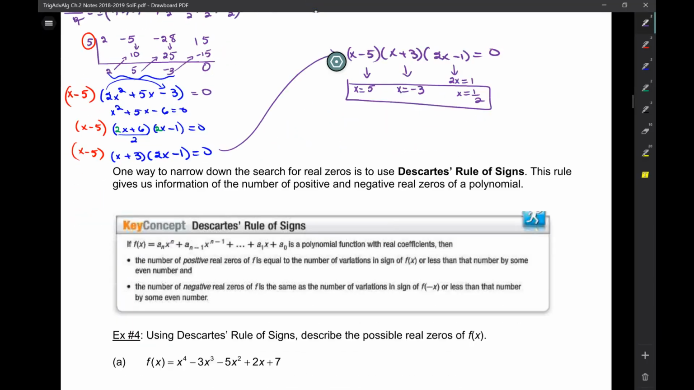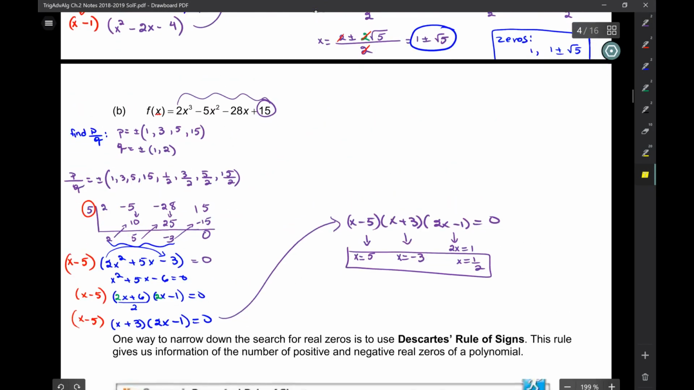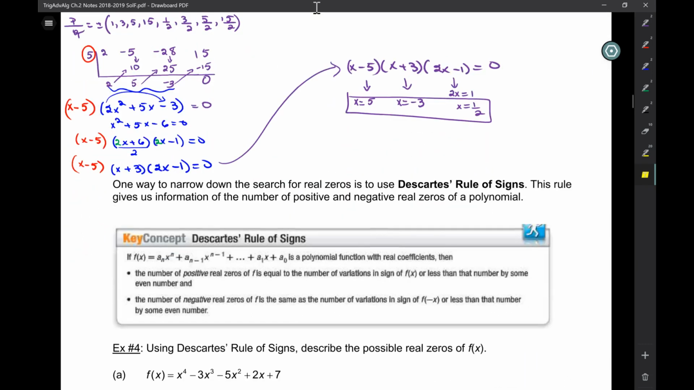All right. Now, there is a way to narrow down the search, right? Because, again, 16 possibilities. Oh my God, am I going to try each one? You could actually narrow it down and say, you know what, no. This function doesn't have any negative zeros. This function has 1 positive zero. You can narrow it down. The way to narrow it down is Descartes' rule of signs.